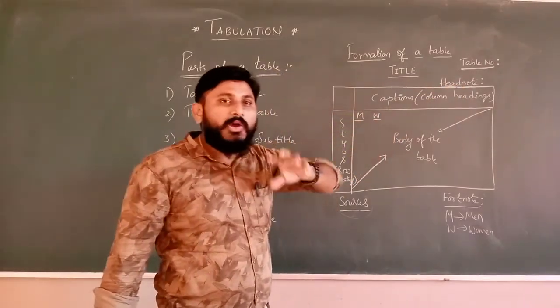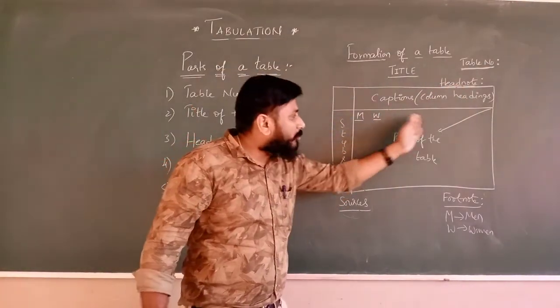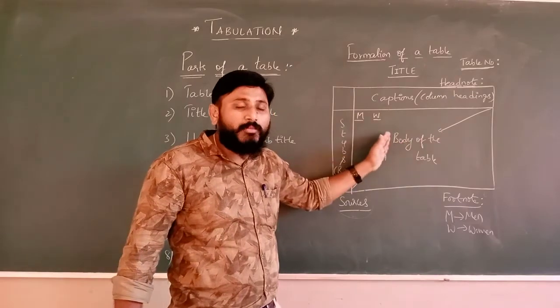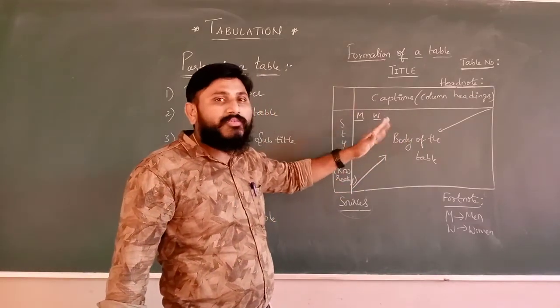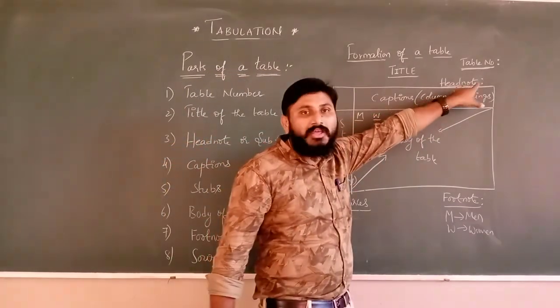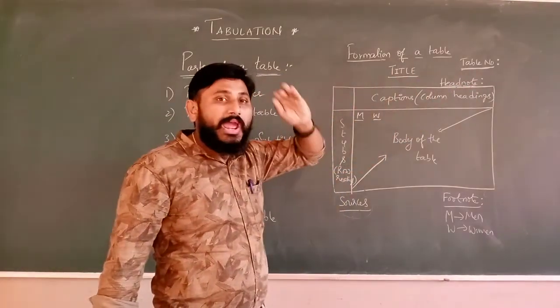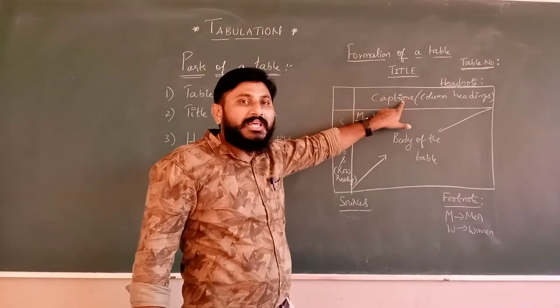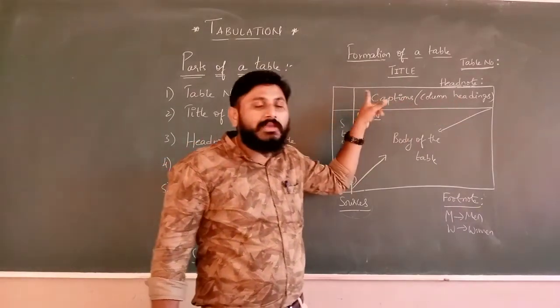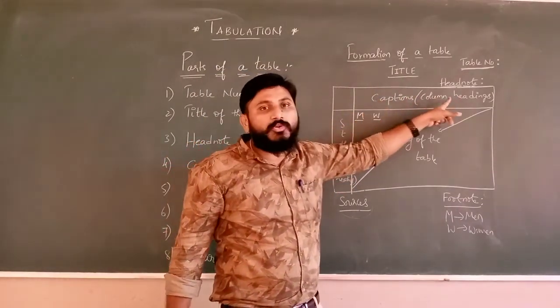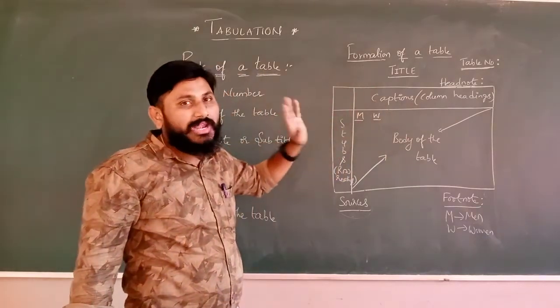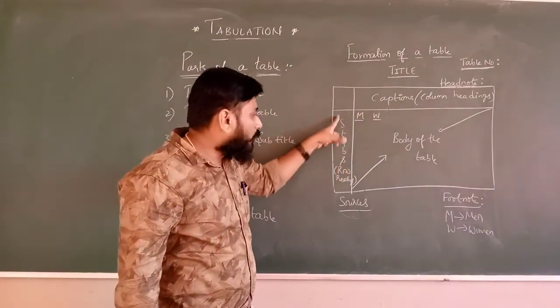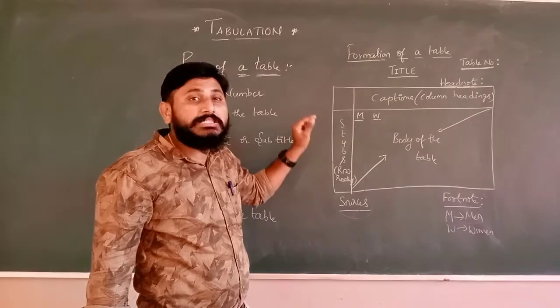Head note refers only to the units. The units of the numerical facts you are taking in the body of the table are to be written under the head note. That is also head note, head top. Next, captions. Captions are nothing but column headings in the table. The column headings you take are captions, and the row headings you take are stubs.